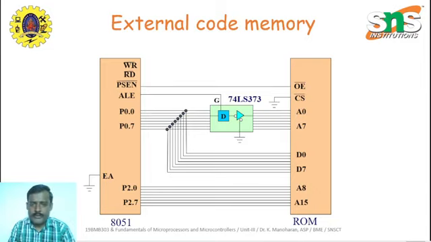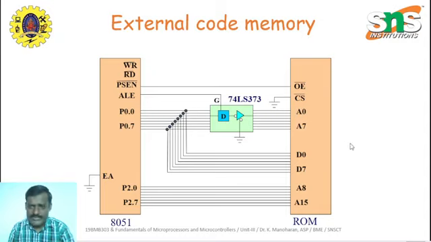So today in class we are going to discuss how external code memory and data memory can be interfaced with the 8051 microcontroller. We already know that internal RAM and ROM are available in the 8051 microcontroller. Still, if it is not sufficient for some applications, where a higher amount of RAM or ROM is required, we can go for external interfacing of RAM or ROM, or both. Maximum we can interface 64 kilobyte RAM and 64 kilobyte ROM with this 8051 microcontroller. The inbuilt memory is 128 byte RAM and 4 kilobyte internal ROM.